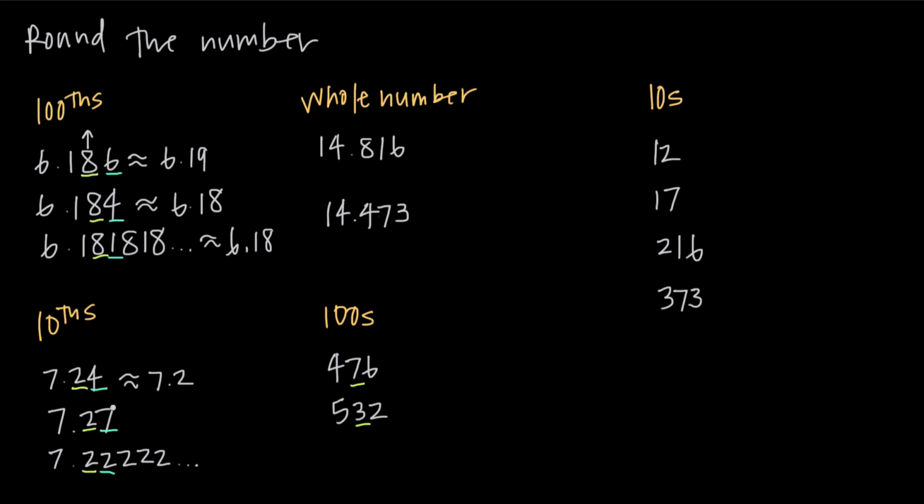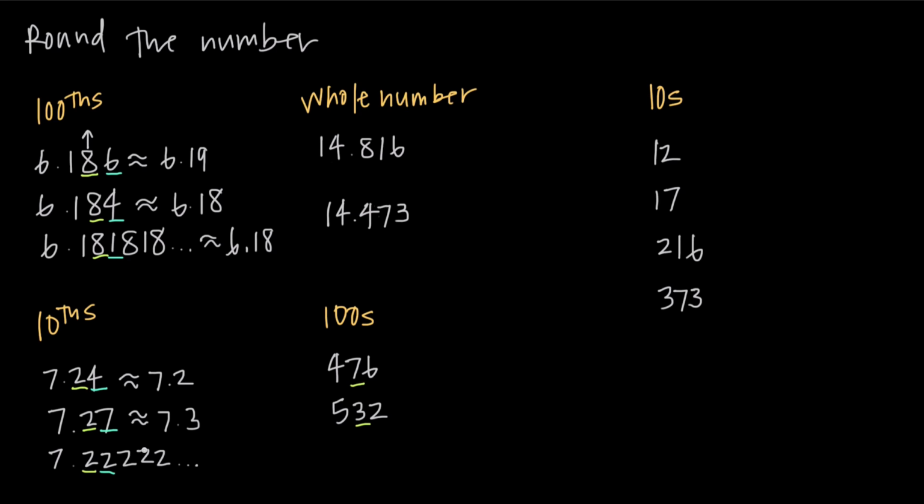Because this is a 7, which is greater than 5, we round up, and this 2 goes up one spot to 3, and this is approximately equal to 7.3. In other words, the idea with rounding is 7.24 is closer to 7.2, whereas 7.27 is closer to 7.3. So we're trying to get an approximation, and we're trying to figure out the value to the tenths place that these numbers are closest to.